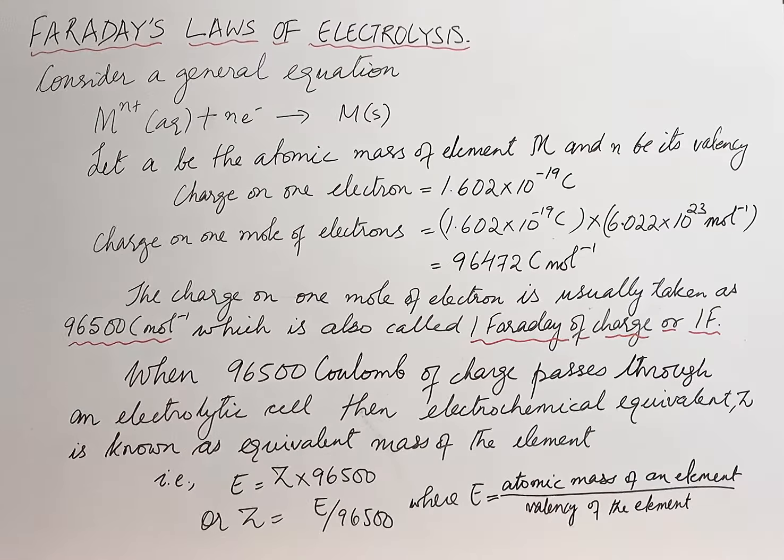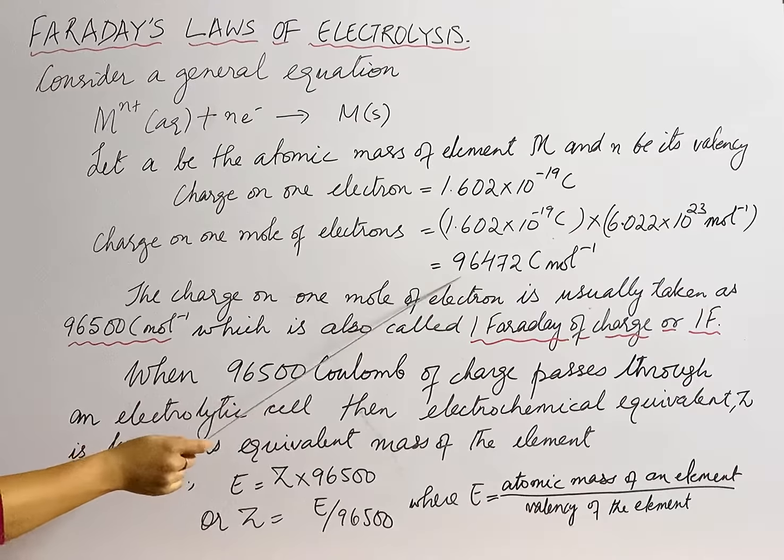Now whenever we talk about the charge, we always want to express it in terms of moles. We don't just express it in terms of one electron, we express it in terms of mole. So the charge on 1 mole of electrons will be the product of the charge on 1 electron and Avogadro's number. So 6.022 into 10 to the power 23 mole inverse is the Avogadro's number. The product of those two gives us 96472 coulomb mole inverse. So this particular quantity is what we call a Faraday of charge.